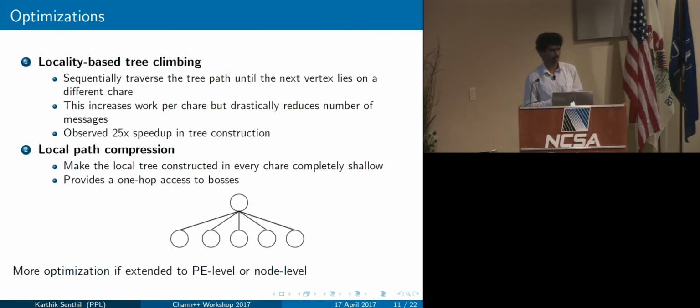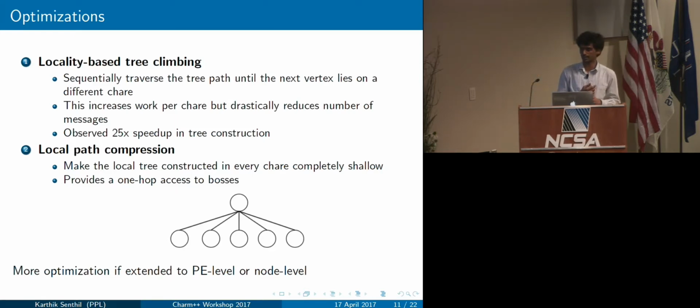The second optimization is what we call local path compression. Path compression is a very common technique that is even used in the sequential union find algorithm. But what we do here is that before the chare messages another chare outside for the next vertex, we realign the parent pointers of all the remaining nodes on the same tree path within the chare to point to the pseudo local boss.